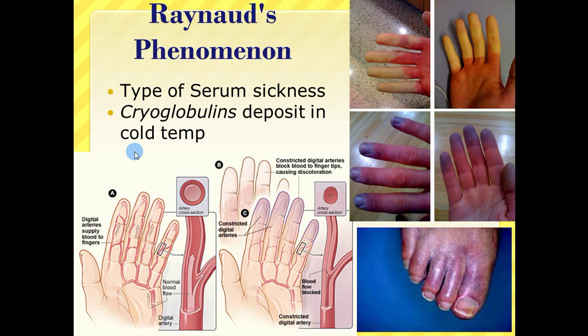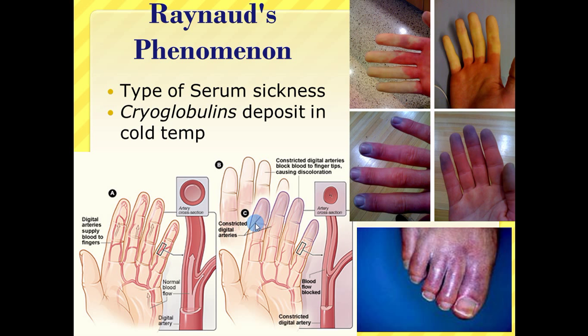Next one is Raynaud's syndrome. Raynaud's is actually because of globulins that change when they're exposed to temperature. So cryo means temperature, and it's a form of serum sickness. What happens is they have these immunoglobulins that are circulating, and when their hands or their feet get cold, they start sticking to the walls of the tissue.